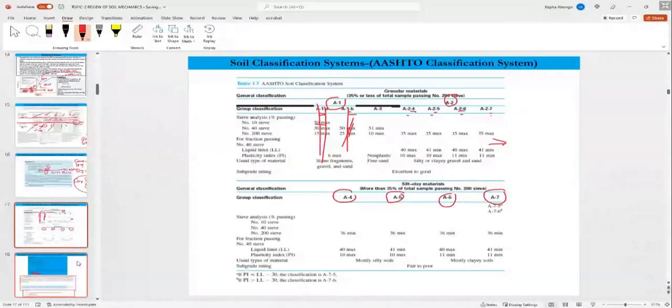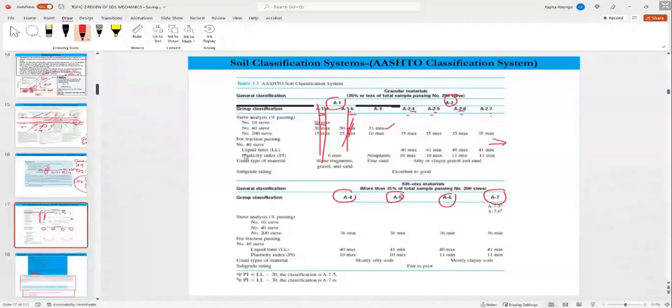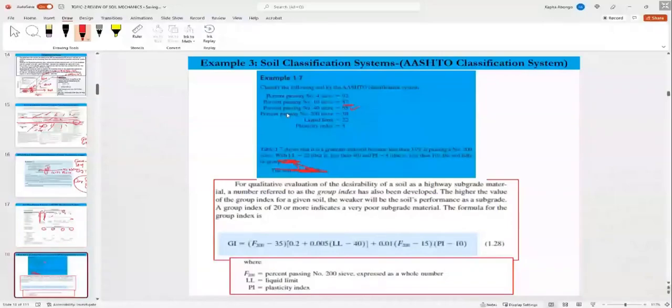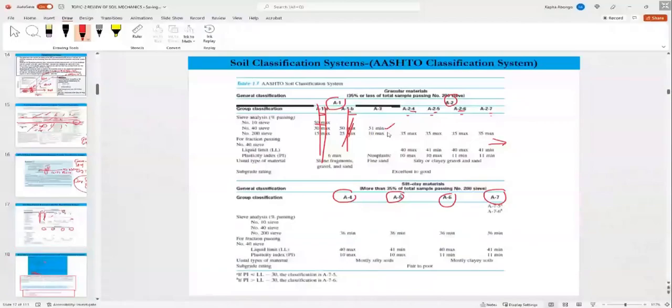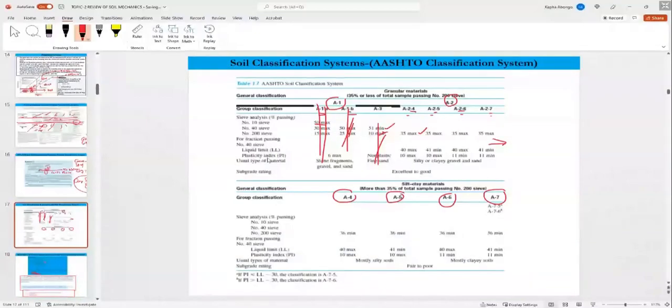A3, 51% maximum. Sieve number 40, 51% maximum. Okay, it qualifies that. Now sieve number 200, 30%, is not qualified. It qualifies here, but does not qualify here. Let's come to A2-4. Okay, let's go to sieve number 200, 35% maximum, 30% here. So it qualifies. Yeah. Next, we will go to liquid limit and plastic limit.